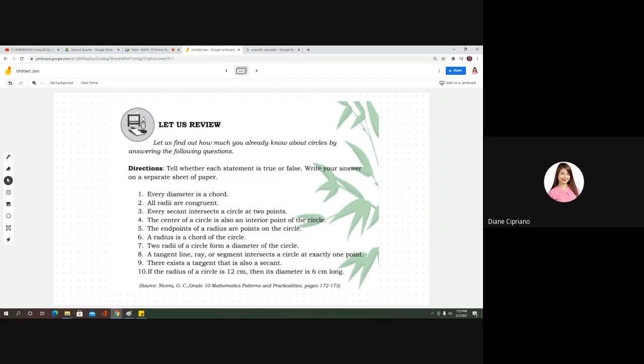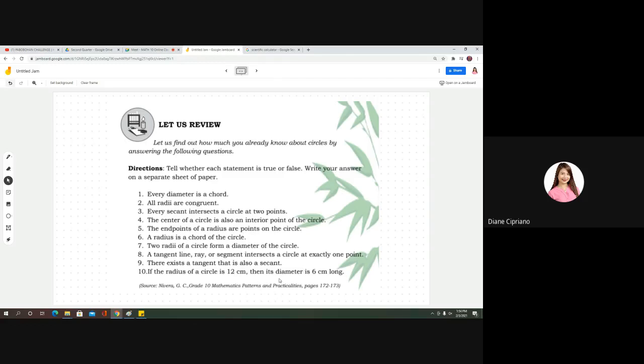And number 10, if the radius of the circle is 12 centimeter and its diameter, then its diameter is 6 centimeter long. Parang mali ito. If the radius of a circle is 6 centimeter, then its diameter is 12 centimeter long. Okay? So let's proceed with the topic, main topic.